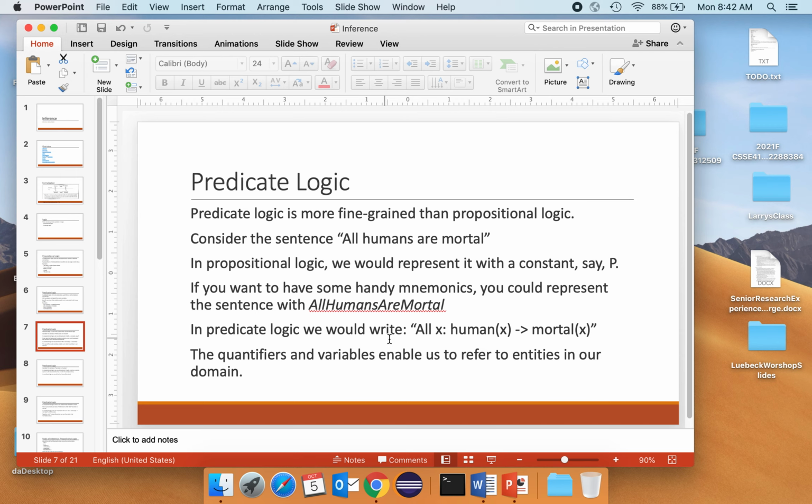In predicate logic, we would write for all x, if x is human, then x is mortal. And again, the quantifiers and the variables enable us to refer to entities in our domain. That's part of semantics. We'll talk about semantics tomorrow.